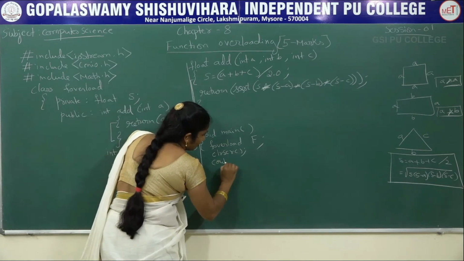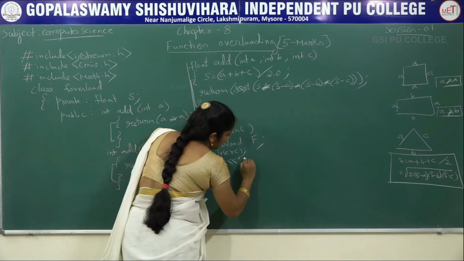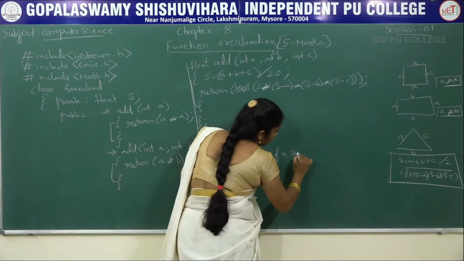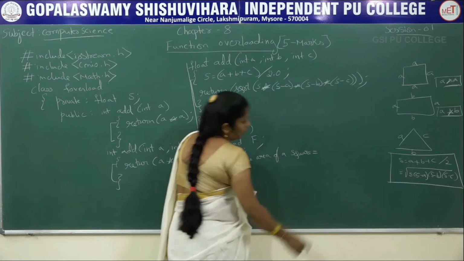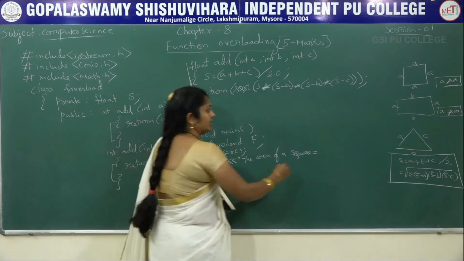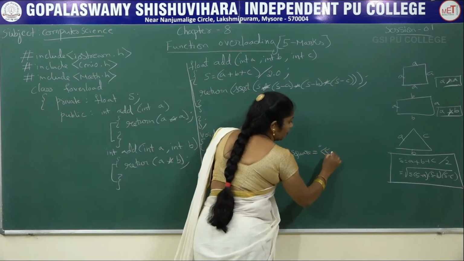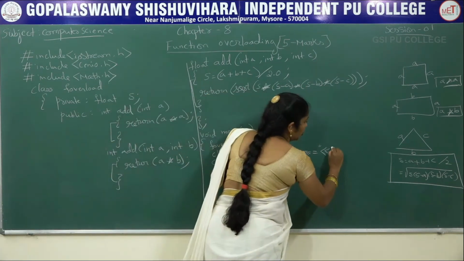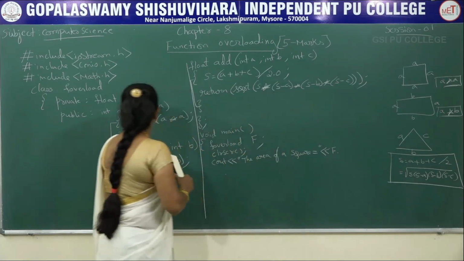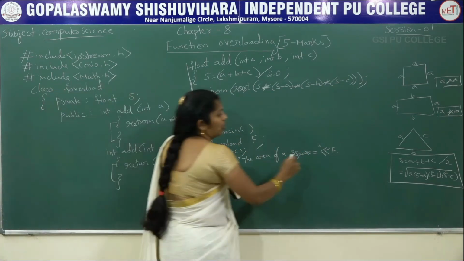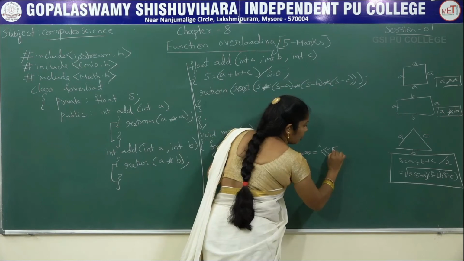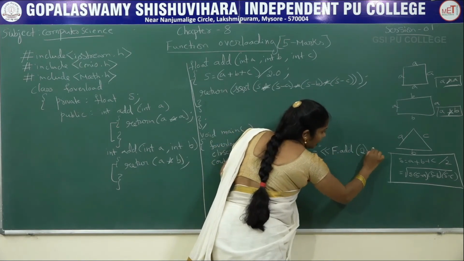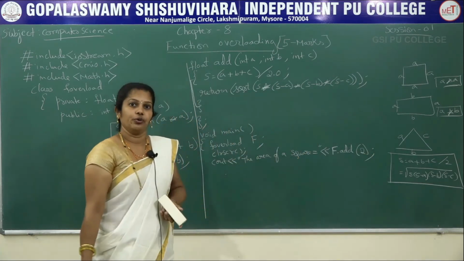Cout, insertion operator, the area of a square equals. Then display the value. Insertion operator. Call the function: object name dot. What is the function name here? We have first function add. After object name, you have to put one single dot, then add. Inside the bracket, I'm to write the value. First function it will go to execute.